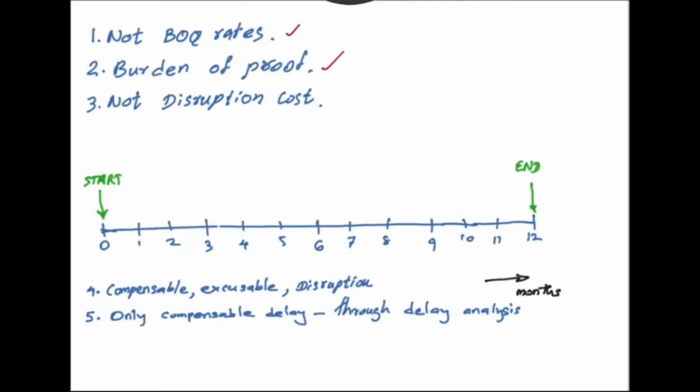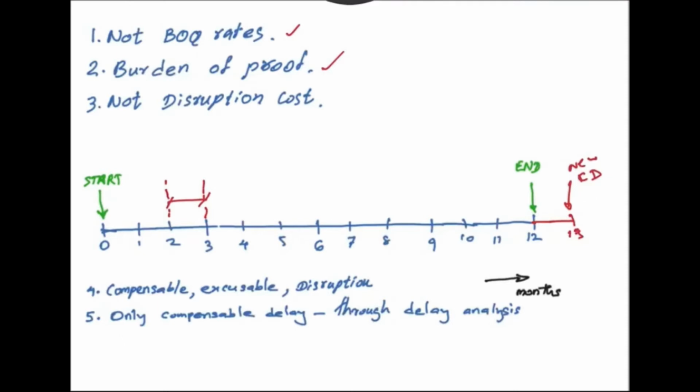If we take a project which has a year duration, the project starts with month 0 and ends with month 12. Suppose a delay event happens between month 2 and 3, then the project would extend by another 1 month, and the new completion date is month 13.